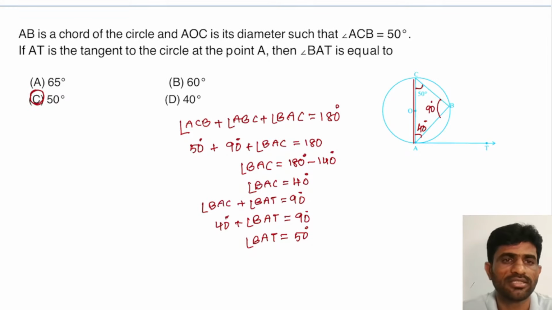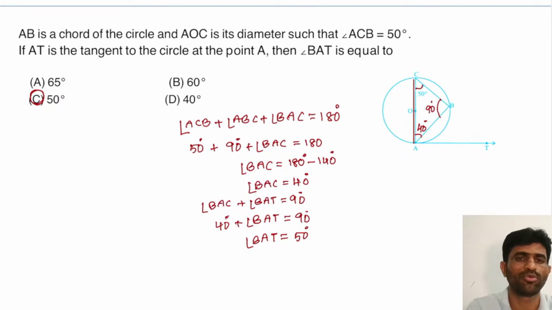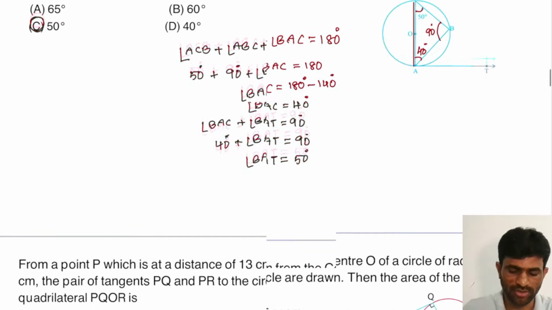Did you understand this? So it's not 40 degrees, it is 50 degrees. In the beginning I also said 40 degrees. So it's not 40, it is 50. Okay, remember. Shall we move to the next one now? Now, next question. I am moving to the next question.